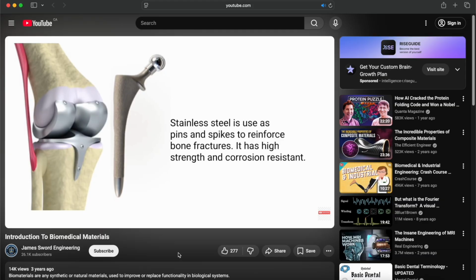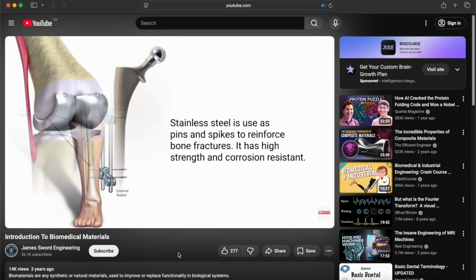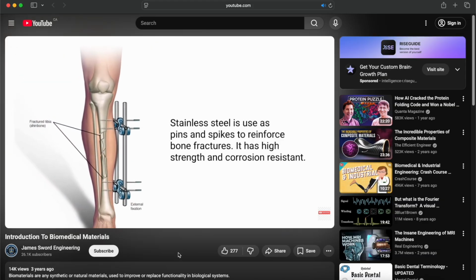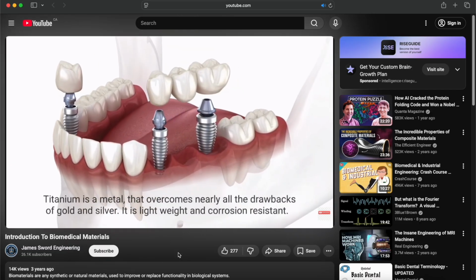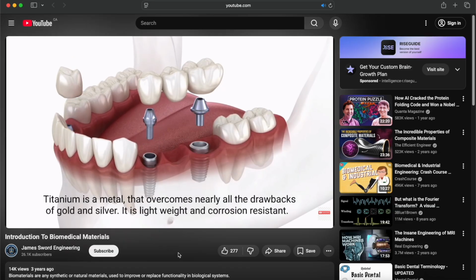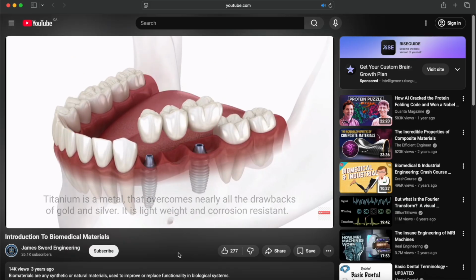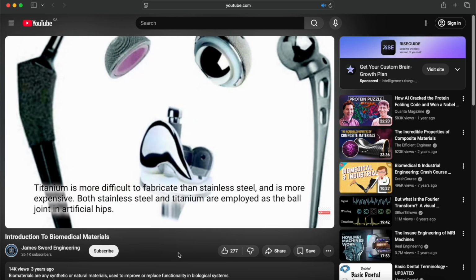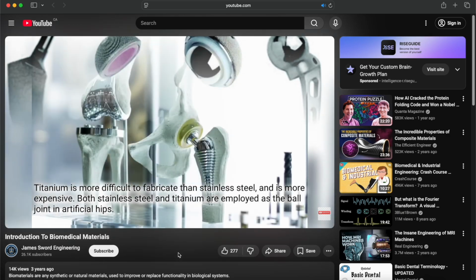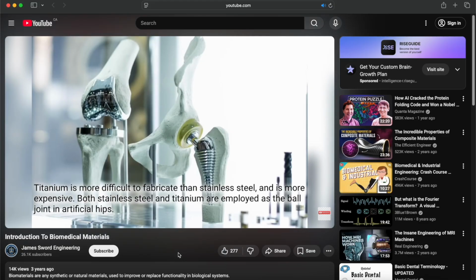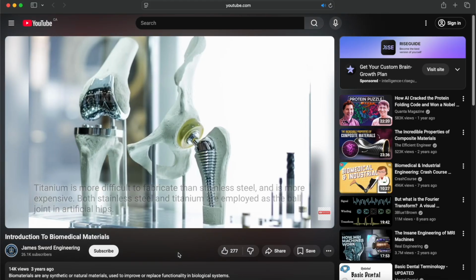Stainless steel is used as pins and spikes to reinforce bone fractures. It has high strength and is corrosion resistant. Titanium is a metal that overcomes nearly all the drawbacks of gold and silver. It is lightweight and corrosion resistant. Titanium is more difficult to fabricate than stainless steel, and is more expensive. Both stainless steel and titanium are employed as the ball joint in artificial hips.